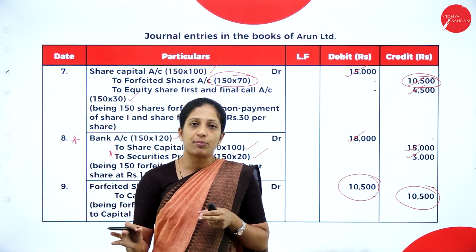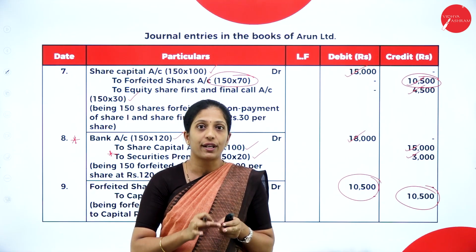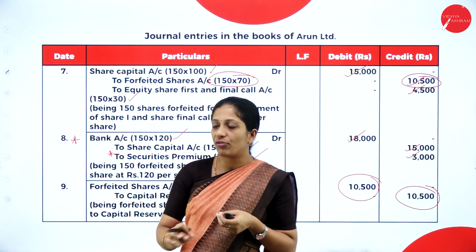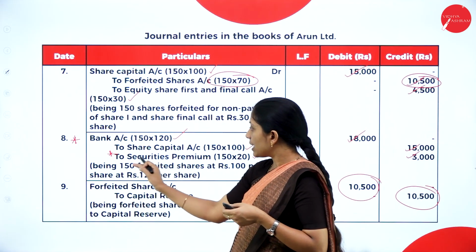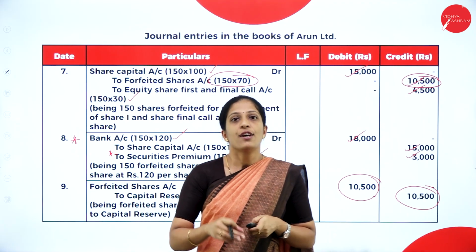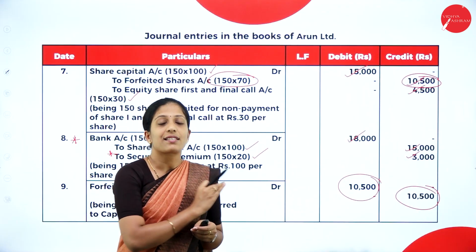So go through the problem. It is a quite different problem. All the entries were same, all the 9 entries were same. But it was reissued at a premium where we have an extra entry here, that is securities premium account. So my dear students, this is about this problem.